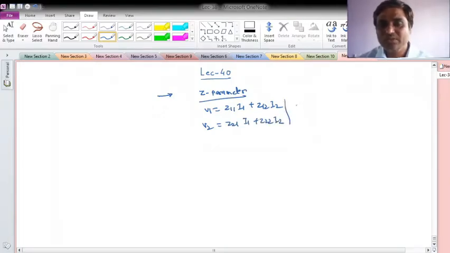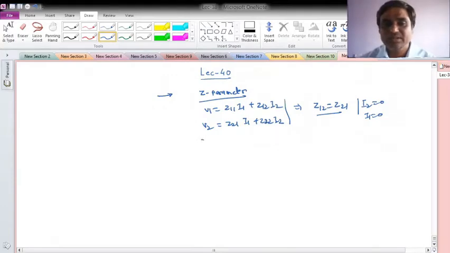Also we have seen that if the network is reciprocal, then Z12 will be equal to Z21. To calculate the individual parameters, I have to make I2 equal to 0, that is, open circuit the output port or port 2, and measure V1 and I1, and correspondingly you will get Z11 and Z21. Similarly, you open circuit port 1 and do the same for the other cases, that is for Z12 and Z22.